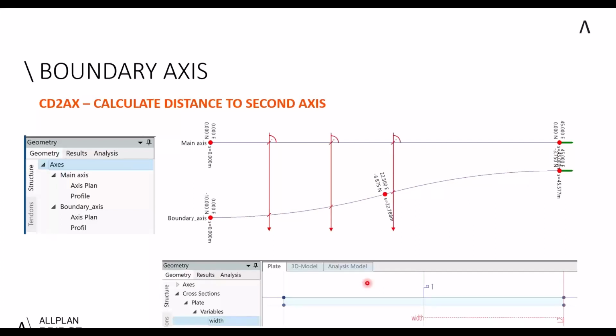Using this function, the program will, at the available station points, make orthogonal cuts, orthogonal to the main axis. So I can choose actually to which axis the distance should be measured. You will see in a second. But here it's just orthogonal to the main axis and cut it with the boundary axis. And then we get the corresponding value at each station point. And this value is then assigned to the variable of the slab.